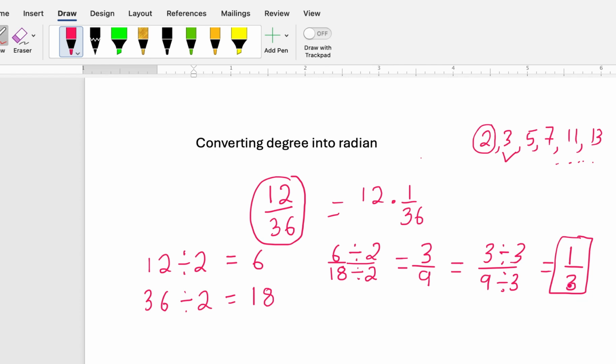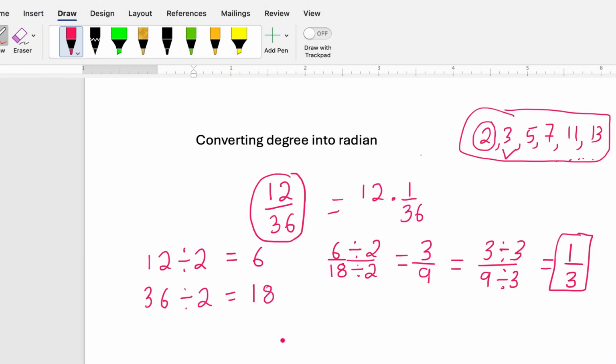12 goes into 36 3 times, right? So if you know the multiplication of 12, you could have just skipped all these steps and said 12 over 36 equals 1 over 3. But if you did not know, I would go through this process that I just showed. You start with 2, ask yourself the question, can I divide the top and the bottom by the same number?